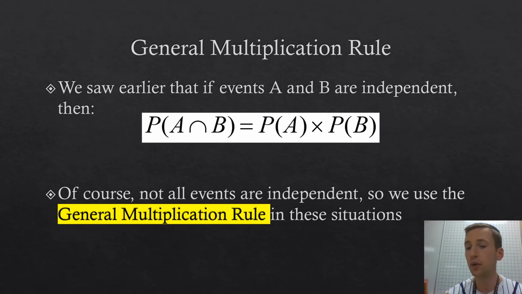But of course, we know that events are not independent most of the time. Typically, one event's outcome is going to influence the outcome of another. So just like with addition, it's going to be useful to have a general multiplication rule.